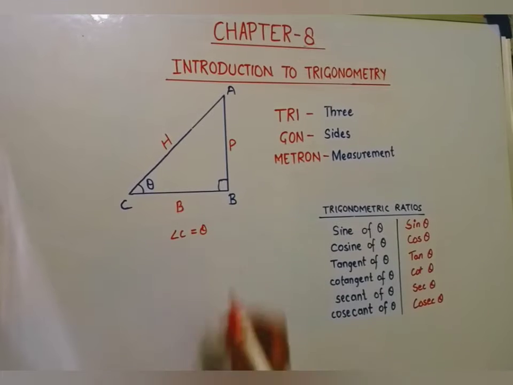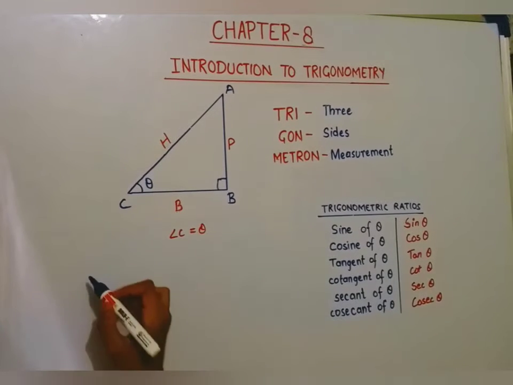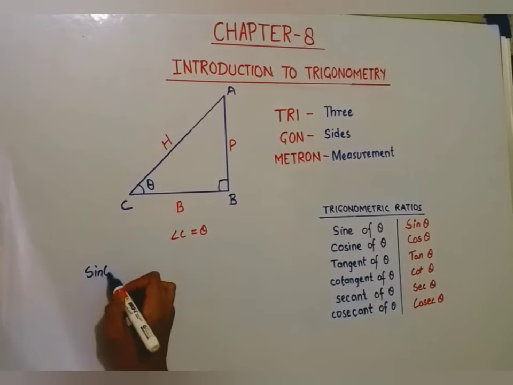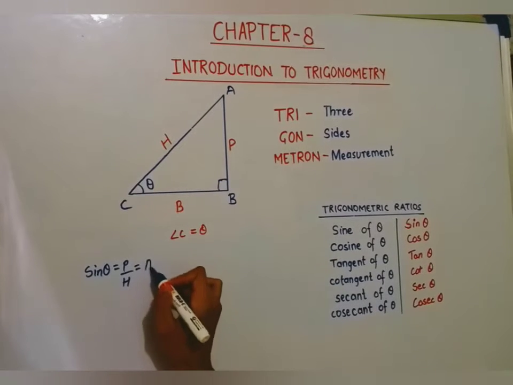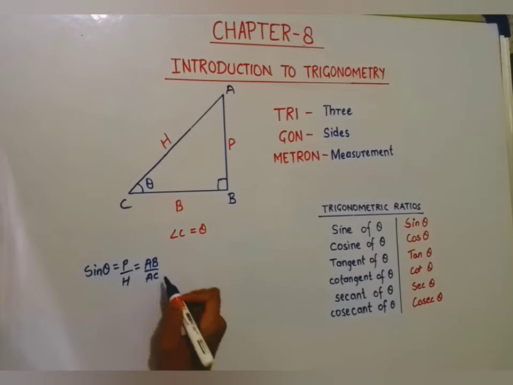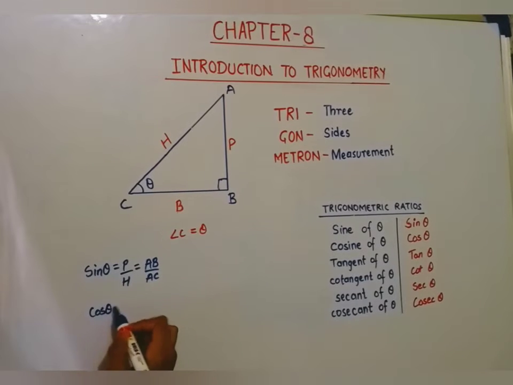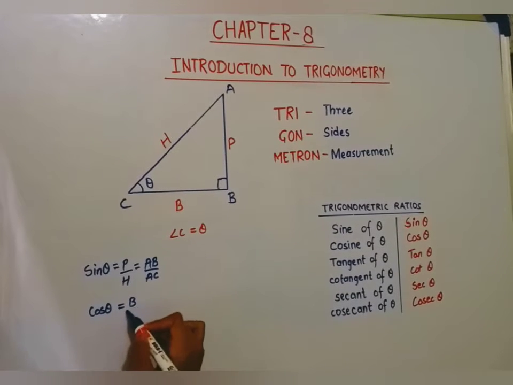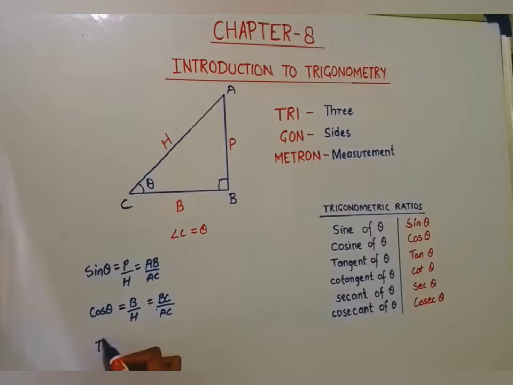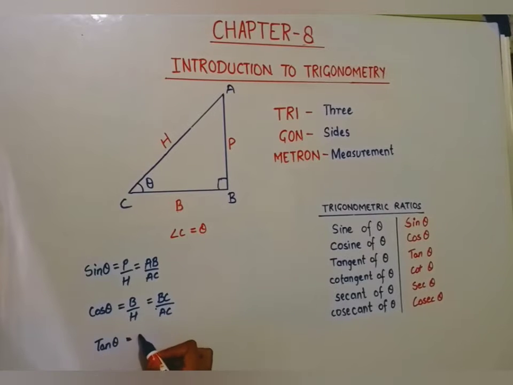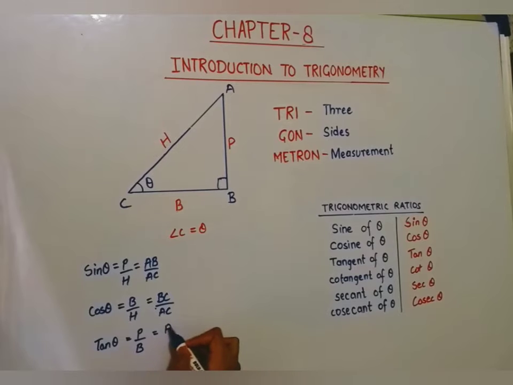Now in triangle ABC where angle C is theta, we have to find sin theta, which is equal to perpendicular upon hypotenuse, that is AB upon AC. Now cos theta, which is base upon hypotenuse, that is BC upon AC. Now tan theta, which is equal to perpendicular upon base, that is AB upon BC.